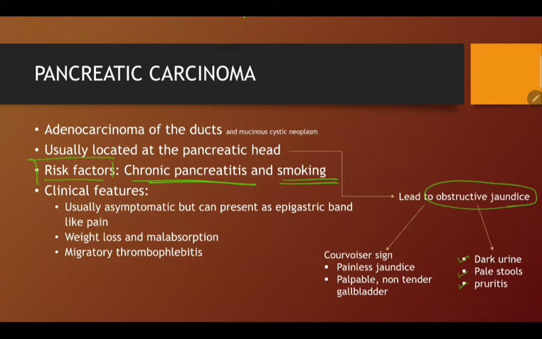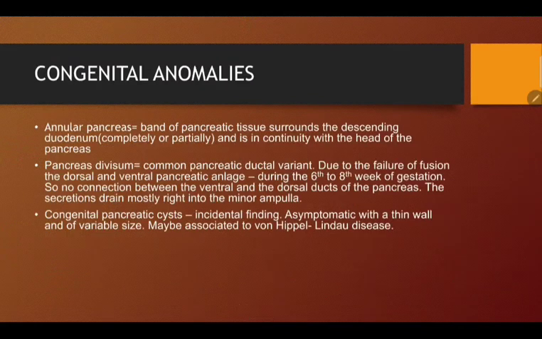Pancreatic carcinoma usually presents as asymptomatic, but if there is pain, it will be epigastric, band-like pain. There'll be weight loss because it's a malignancy, right? And there'll be malabsorption because of pancreatic insufficiency, or the pancreas isn't working. And migratory thrombophlebitis, which is very characteristic for pancreatic carcinoma, is also known as Trousseau's sign.